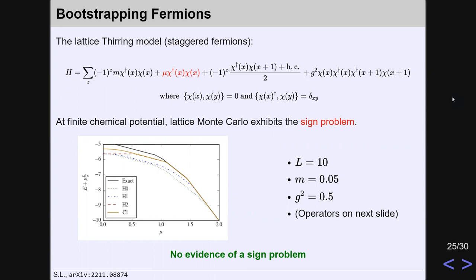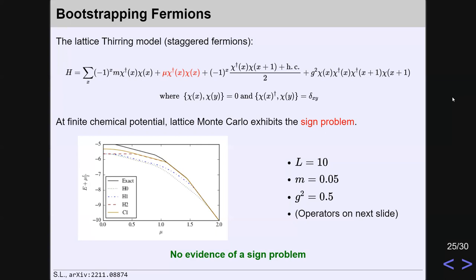This is again a one-dimensional, or one plus one dimensional, lattice field theory. Its Hamiltonian, if you want to squint, the important parts are the free Hamiltonian, you know, free fermions hopping along a lattice, a chemical potential so that I can add a finite density of fermions, and a quartic coupling term with four-Fermi interactions. And these are fermionic operators, so they obey anti-commutation relations like so. At finite chemical potential, the lattice Monte Carlo methods have a sign problem, but we can tackle this with the bootstrap.